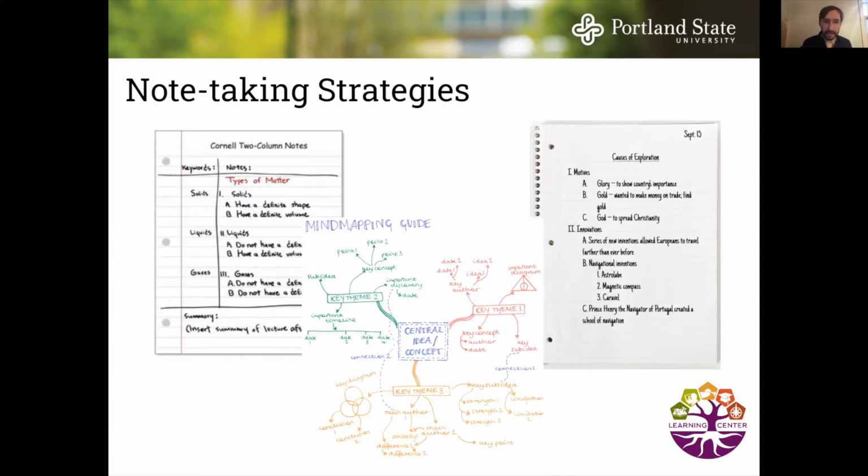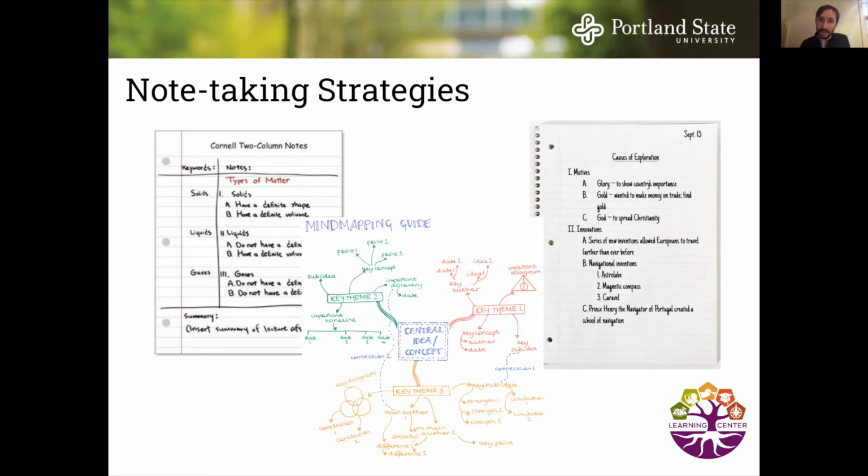And here are 3 different note-taking strategies. You can see in the top left, this is called the Cornell method. You have these larger subjects on the left, and then you see them broken down into smaller details on the right. And then on the bottom, you have a summary where you write out in sentences a summary of what's at the top of the paper.